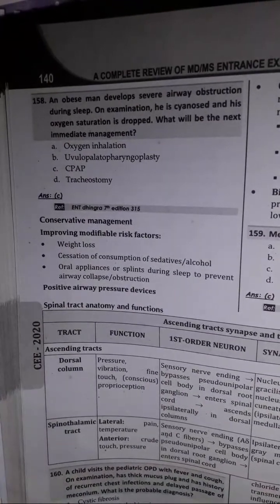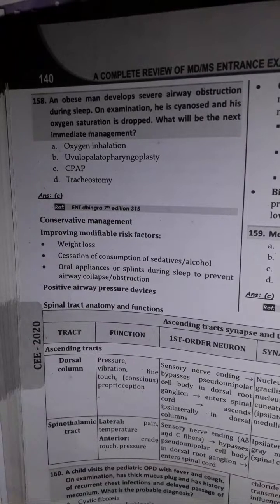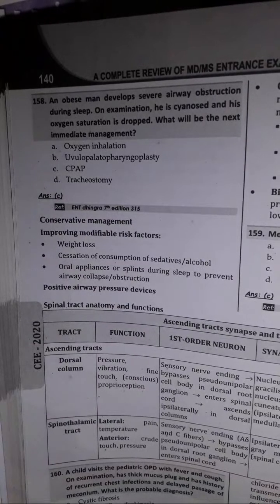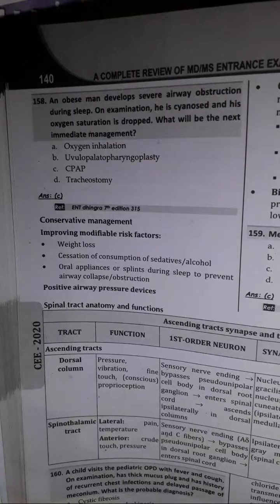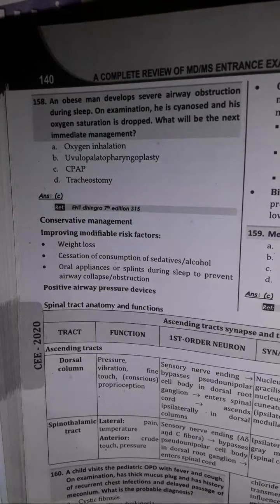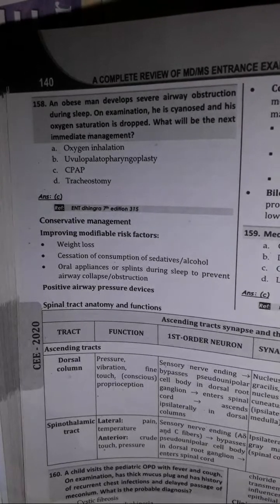An obese man develops severe airway obstruction during sleep. On examination, he is cyanosed and his oxygen saturation has dropped. What will be the next immediate management?